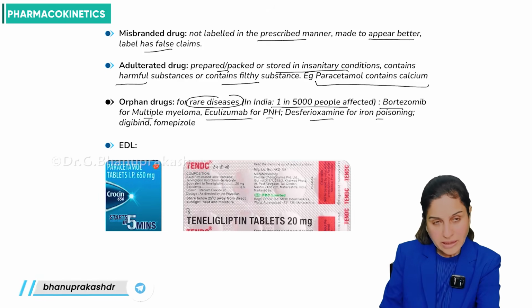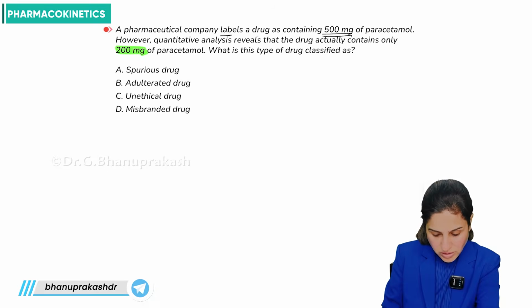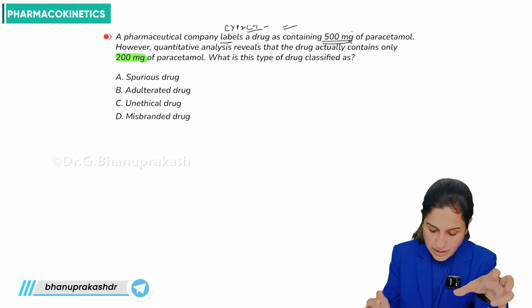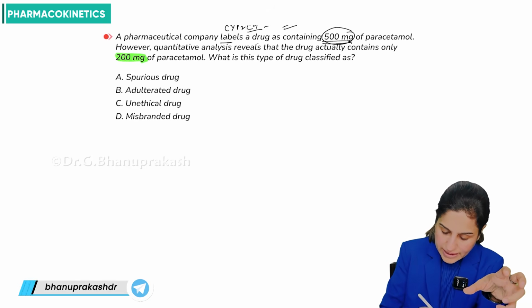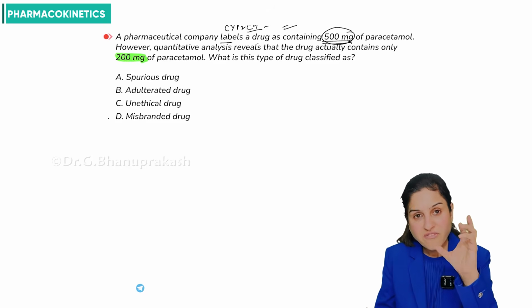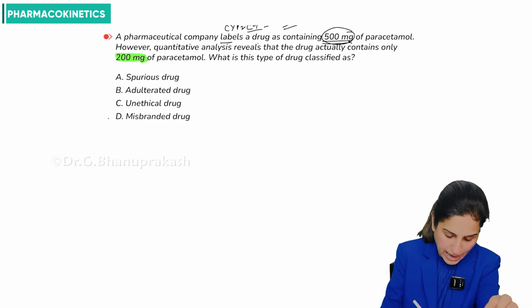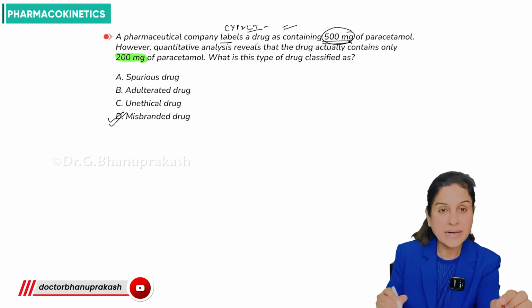Out of all these, if you go back to this question, can you tell me which is the correct answer here? As I said, it is making a false claim, that is 500 milligrams paracetamol, but actually it's containing 200. So this is called a misbranded drug.